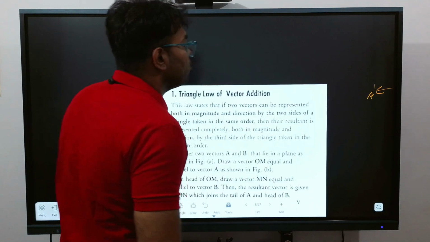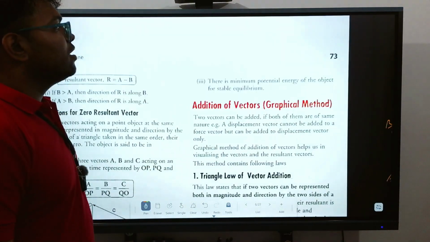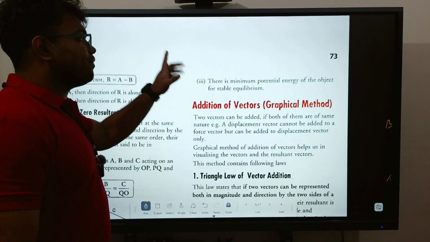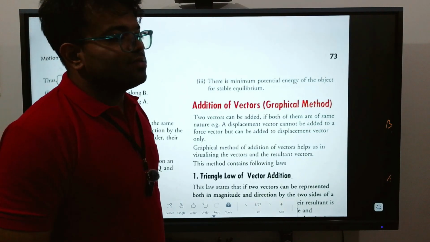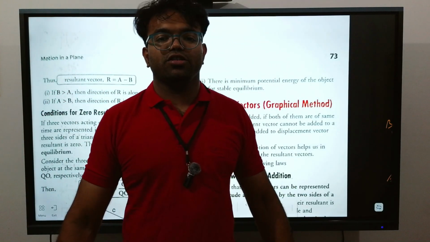Now, we are going to start the two methods. Okay. Oh, there was one more point. There is a minimum potential energy of the object for stable equilibrium. For a stable equilibrium, you need to have minimum potential energy.